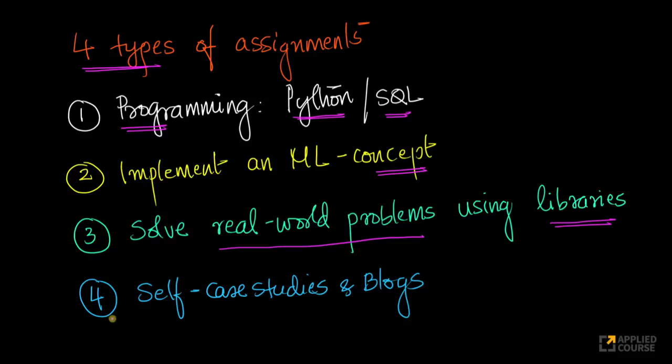The fourth type of assignments that we have are self-case studies and the corresponding blogs that you have to write for the case studies that you complete. So there are broadly 4 types of assignments. Now I'll explain why we have these types of assignments and how they are helpful for our students to land and transition into machine learning jobs.